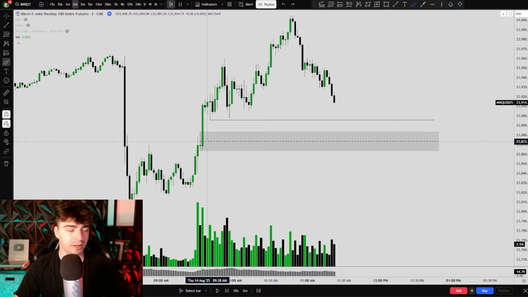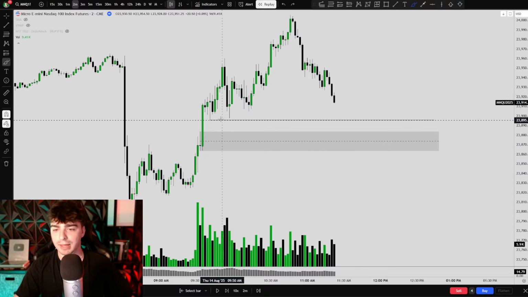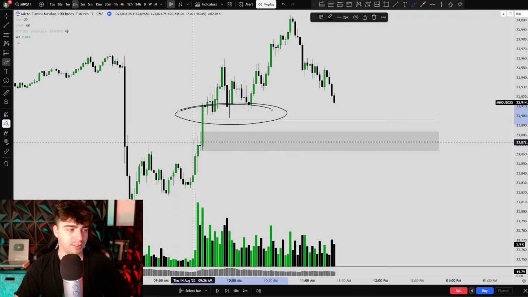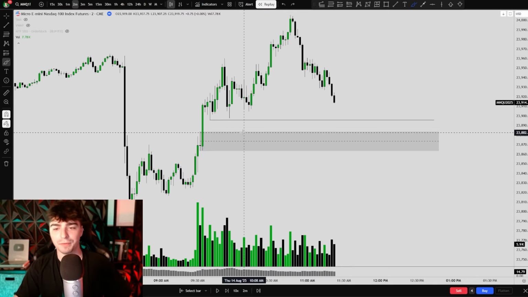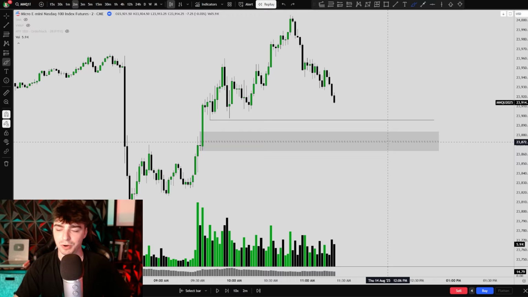This is a clear area of demand. Why? Because we have consolidation and then a continuation. Then we have some solid lows resting just above that level of demand. So now we have overlapping orders. So this is now an order zone. We've evolved from a level of demand, and now we are an order zone.